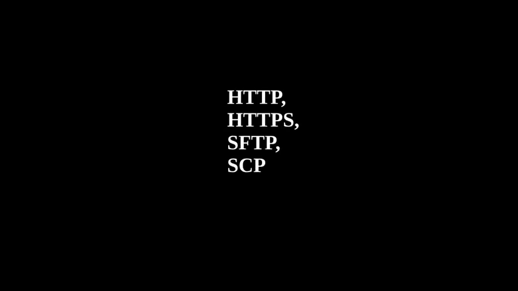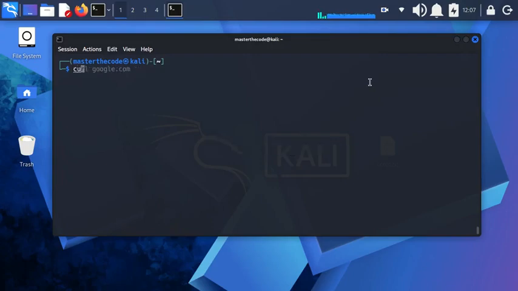Command 26. curl. This command is used to transfer data to or from a server using various network protocols such as HTTP, HTTPS, SFTP, SCP, and more. You can fetch web pages or API responses with a simple command. For example, curl google.com.